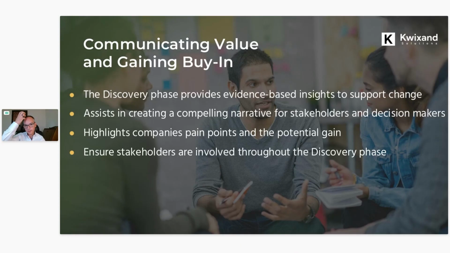So your story that you've documented and you've communicated, again using their own facts and their own admissions, is tangible for the stakeholders to go and get buy-in. Again, it's very difficult, even at the board member level, to argue against fact-based insights for future change. You're highlighting the company's pain points, and then you're showing the gain that they're getting through this transition from current state to future state.